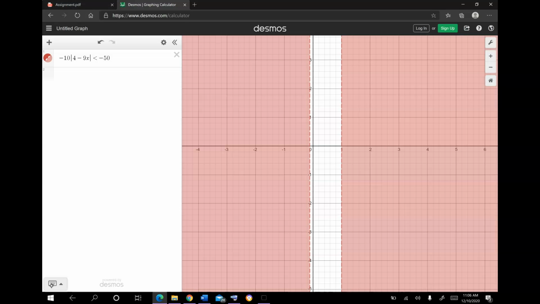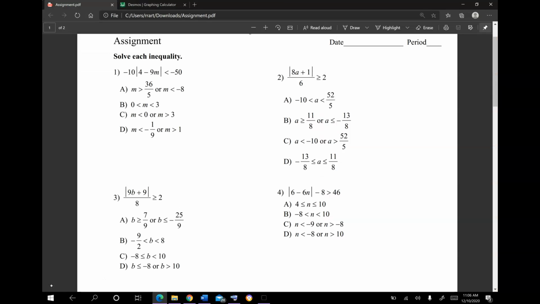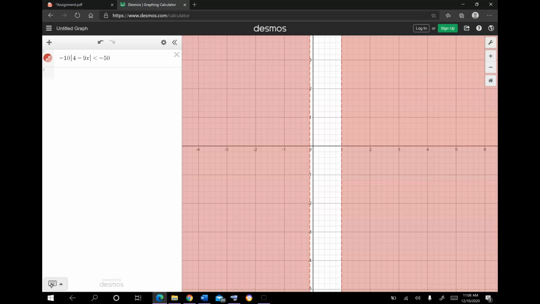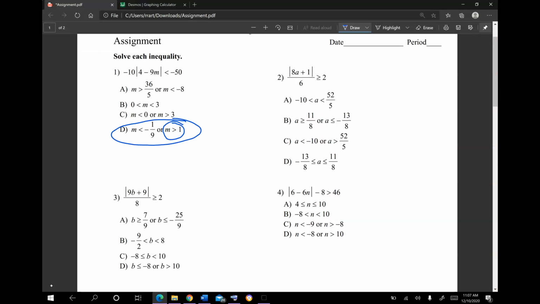So when I go back here, I want to find something that's greater than 1. That says greater than 1. Well, if you look, here's a greater than 1. That's the only one, isn't it? Here's a less than -1/9. Didn't I say it's a little bit less than 0? Well, that's -1/9. So your answer would be D. Okay? All right, let me show you what I mean.